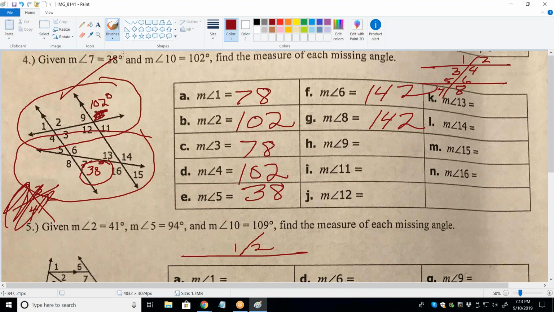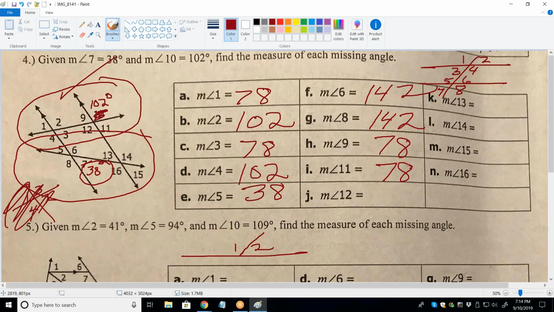9 is back up under that picture. So what's 9? It's either 78 or 102. 9 is 102. Or, no, 78. 11 is what? 102. What is 11 relative to one of these other angles here? Vertical. With what? 9. Vertical angles are the same. So 78.